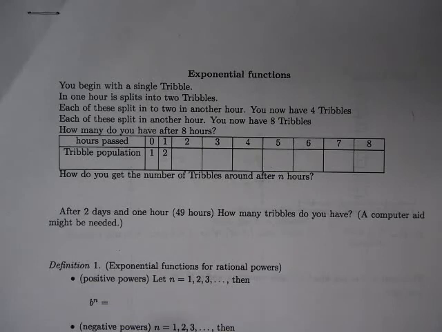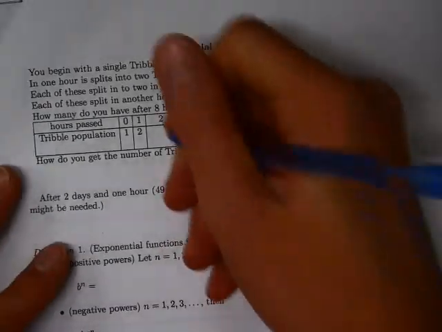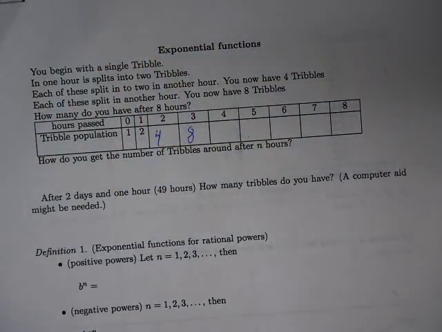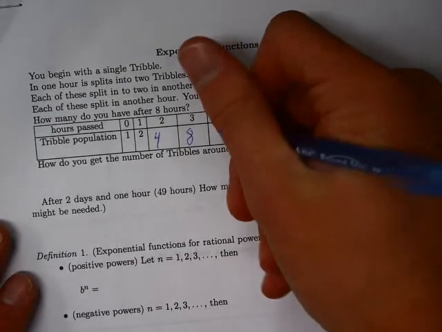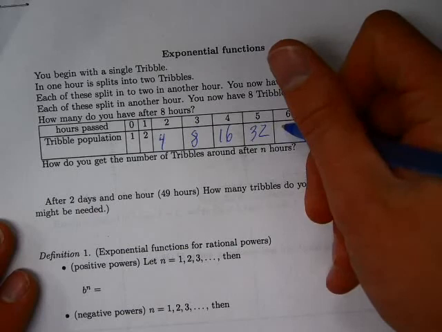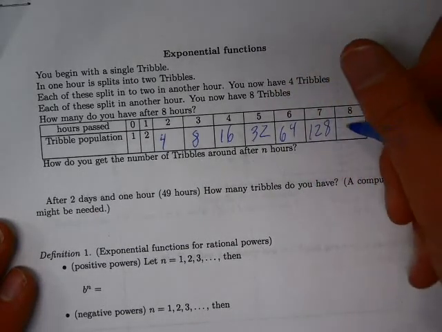So you start with one triple. At time 0, you have one triple. After an hour, you have 2. After 2 hours, you have 4. After 3 hours, you have 8 triples. After 4 hours, you have 16 triples. After 5 hours, you have 32. After 6 hours, you have 64. After 7 hours, you have 128. After 8 hours, you have 256.